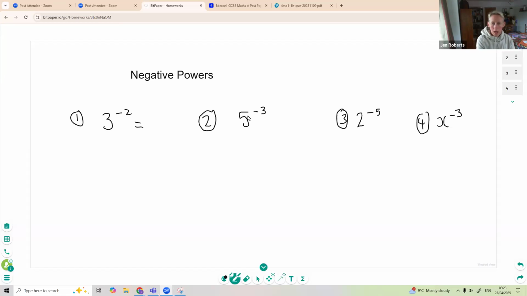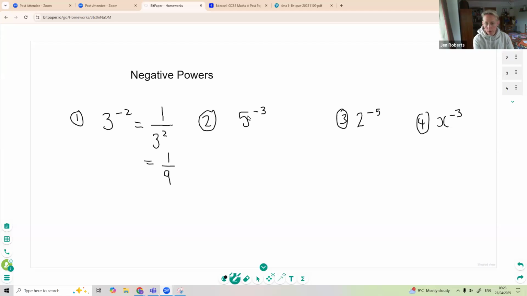So when you see a negative power, you have to remember your answer is always going to be a fraction with 1 at the top. So that's kind of the negative part of it. The negative part means you've got a fraction with 1 at the top. At the bottom, you simply have 3 squared. 3 squared is 9, so the answer is 1/9.